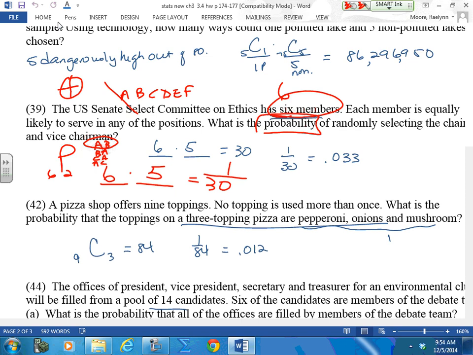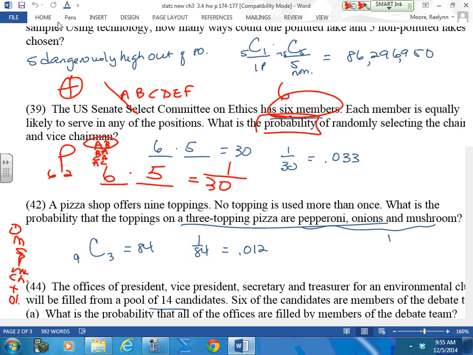42, and stop me if you're still not seeing it. Another thing about going through these problems like this, they jump around. They go from one thing to the next, and they do that for a reason, so you're constantly thinking about it. A pizza shop offers 9 toppings. So maybe they have onions, mushrooms, sausage, pepperoni, meat, chicken, all these different things, tomatoes, olives. They have 9 of these things.